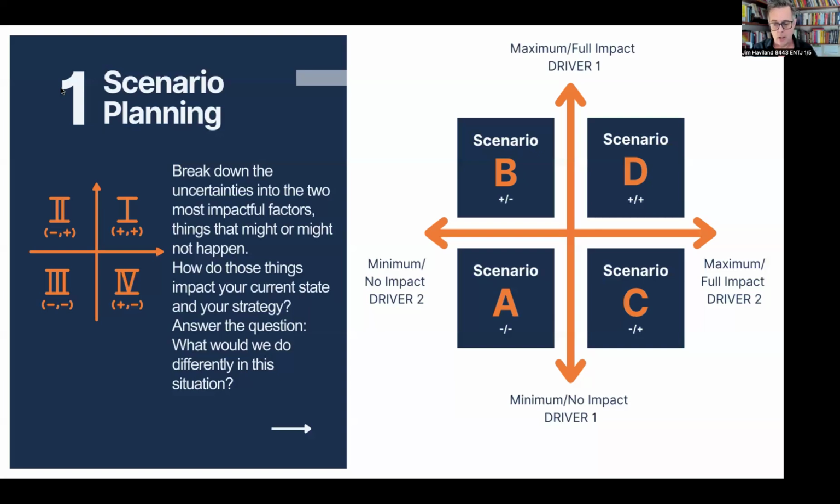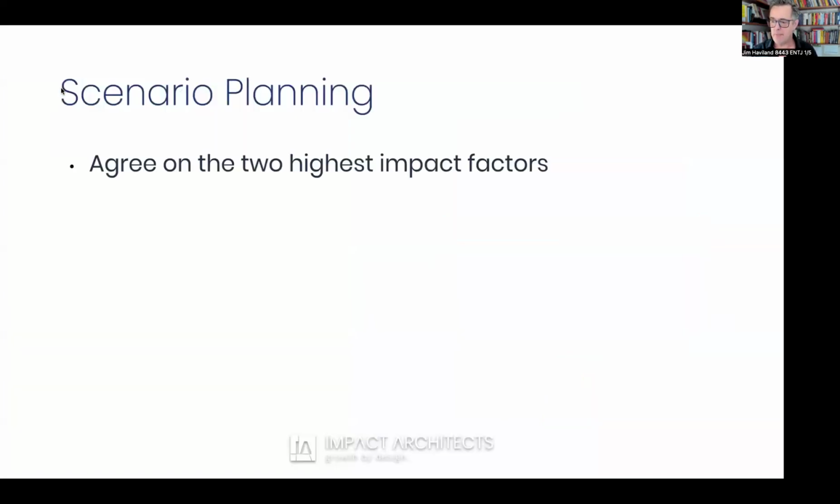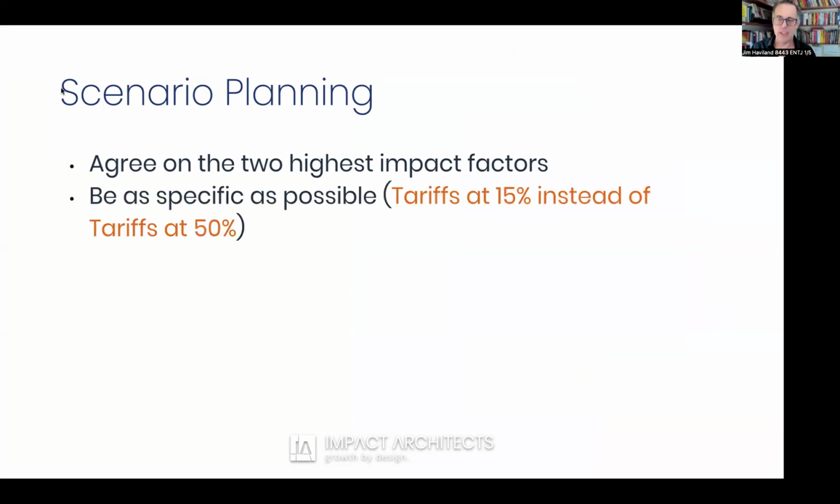So the first thing we're going to do is decide on what scenarios we are going to drive towards, and you want to agree on those two highest impact factors. And if there's more than that, you maybe need to do this a couple different times to get to it. But more than likely, you can. I've never had a problem getting down to two that are most impactful. So, you want to be as specific as possible because we're going to try doing some calculations against these things. A not uncommon one that people are dealing with in my circles is tariffs at 15% versus 50%, for example.